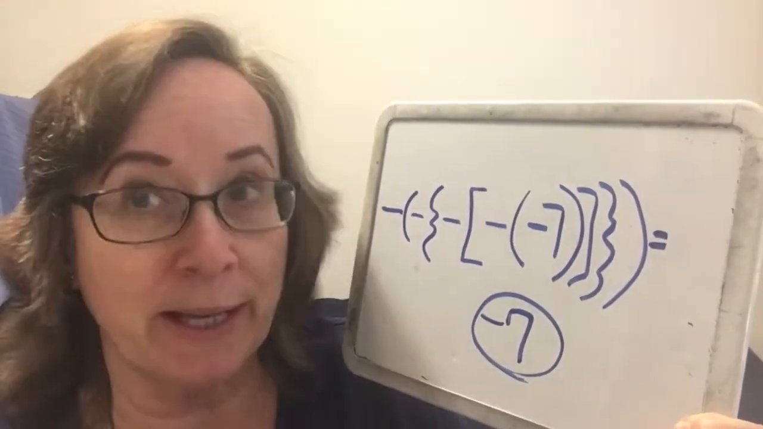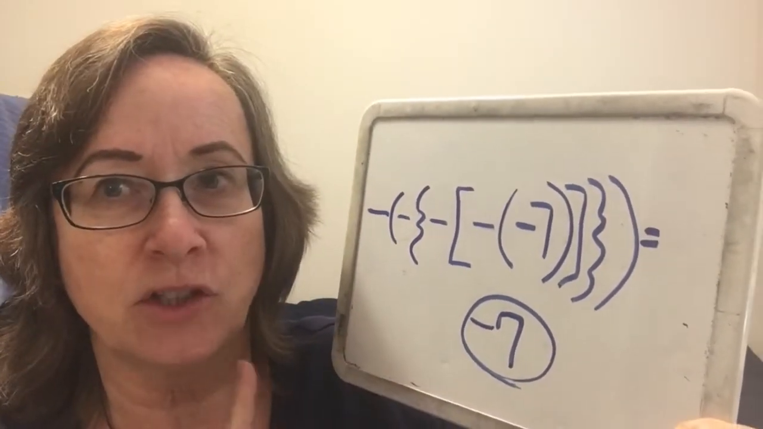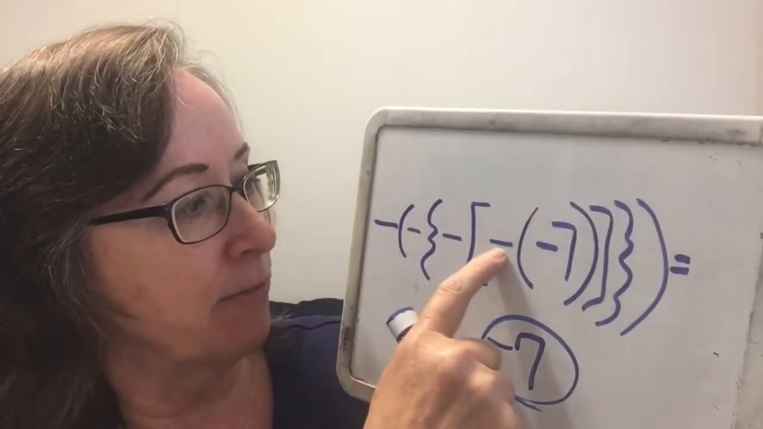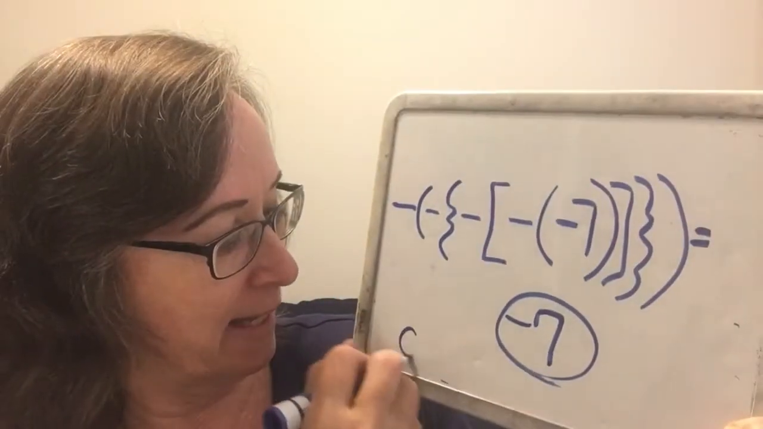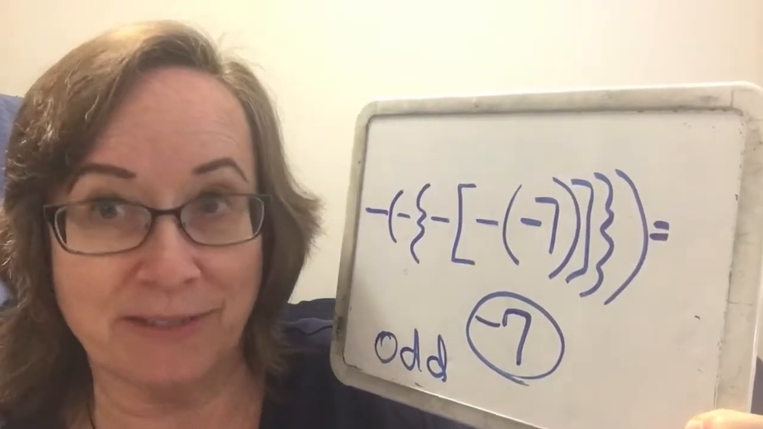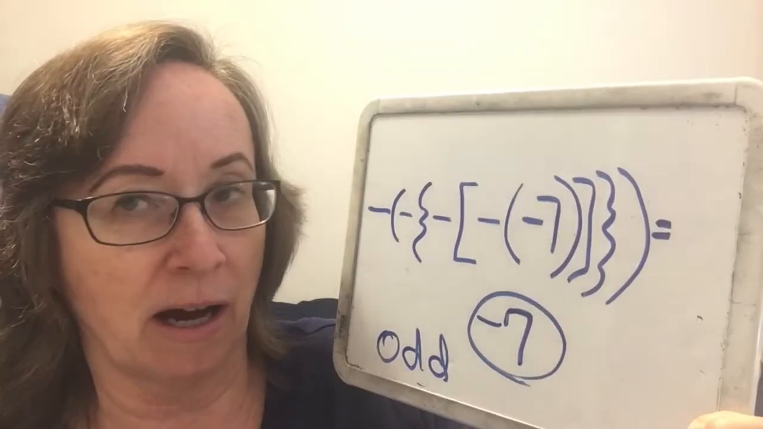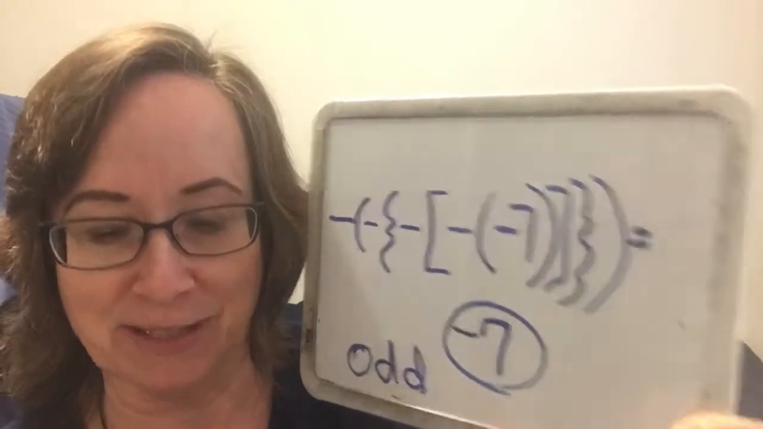The other way to do it is to count total negative signs. Negative, negative, negative, negative, negative. 1, 2, 3, 4, 5. 5 is odd. Since we have an odd number of negatives, that means our answer is negative. Odd means negative, even means positive. So we get a negative 7.